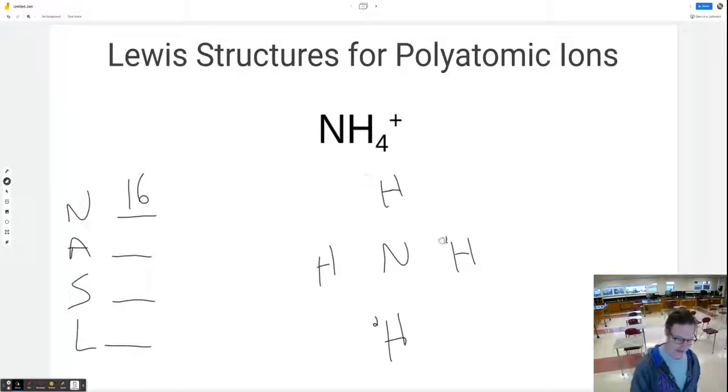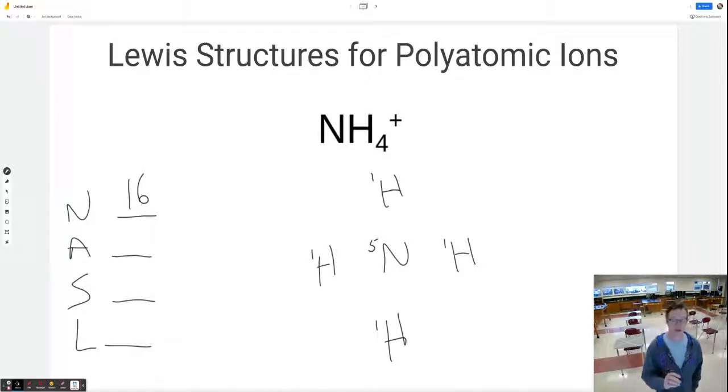And then we do the A, which is looking at how many valence electrons there are that are available. Hydrogen has 1 valence electron each. Right, so 1, 2, 3, 4. Nitrogen has 5. So that's a total of 9. Now remember, I said if you get odd numbers in this process, there's a problem. 9 is obviously an odd number.